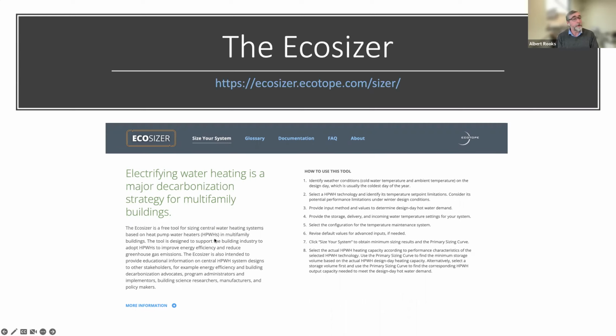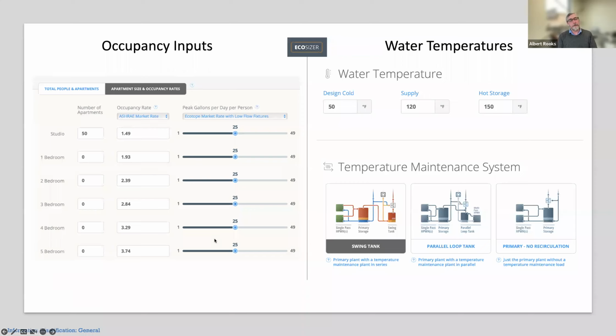So the place you do this is accessible to everyone. It's utility funded, built by Ecotope in Seattle, and it's called the EcoSizer. It's got a lot of documentation, a lot of frequently asked questions. It's a really, really good site. Everybody can use this. We live on this site. And as you get better, there are things you can learn that let you get pretty deep into how you design a system.